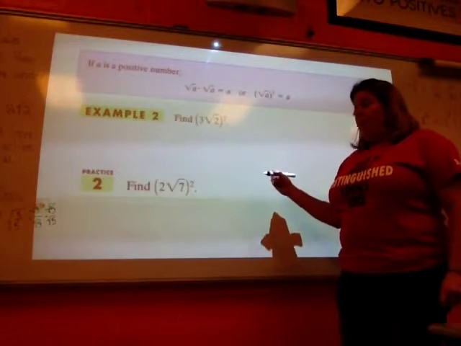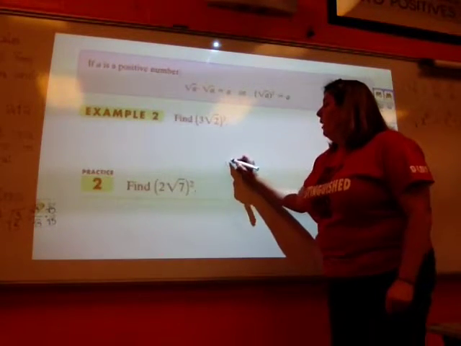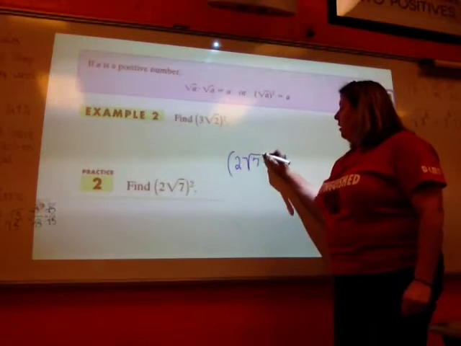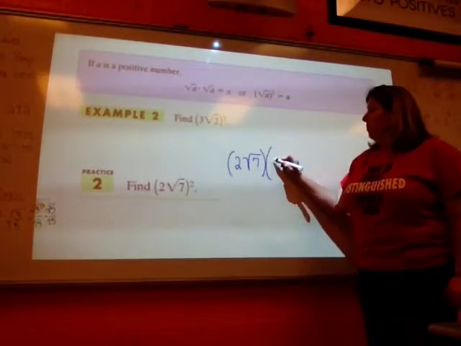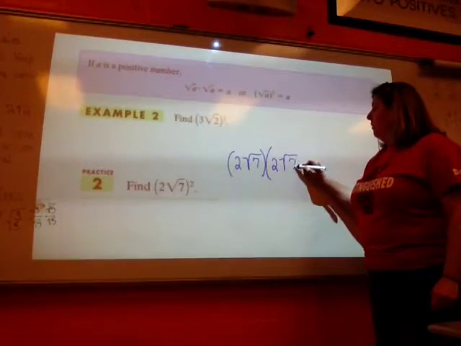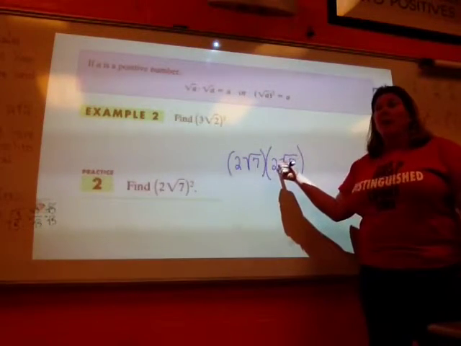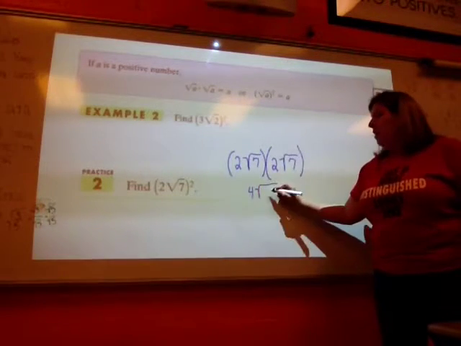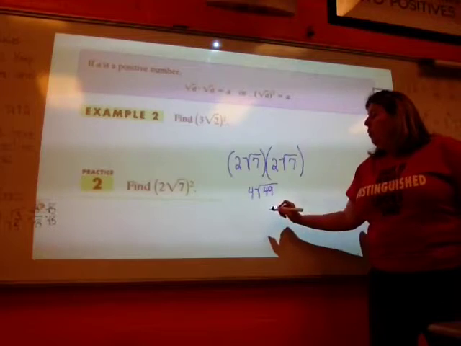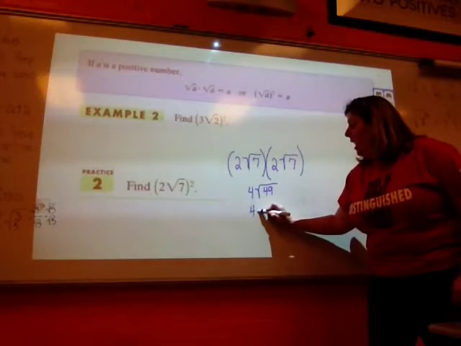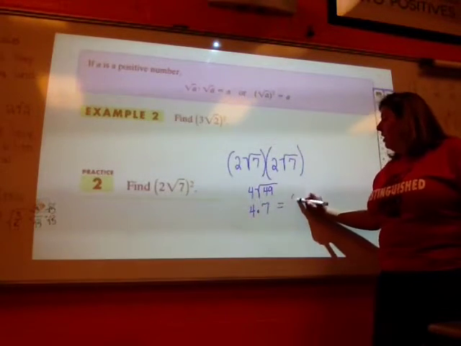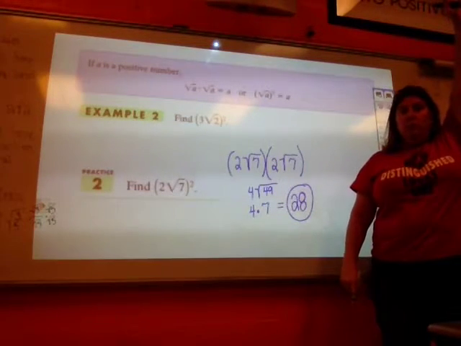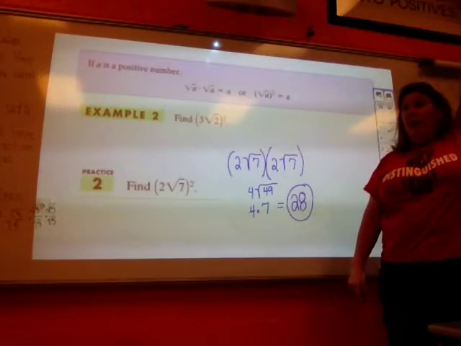Okay, are we ready? I'm going to say that this is really 2 square roots of 7 times what? 2 square roots of 7. So 2 times 2 is going to get me 4 times the square root of 7 times 7 is 49, which is really just going to be 4 times 7, which is actually going to be 28. How many of you got 28? Does that make sense on how we did that?